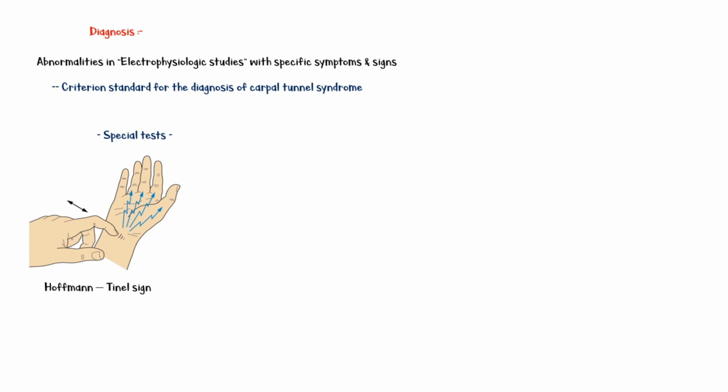Abnormalities in electrophysiologic testing, in association with specific symptoms and signs, are considered the criterion standard for the diagnosis of carpal tunnel syndrome. Special tests that are useful in the clinical examination include the following: Hoffmann-Tinel's sign. Here, gentle tapping over the median nerve in the carpal tunnel region elicits tingling in the nerve's distribution. However, this test has a very low sensitivity and specificity.